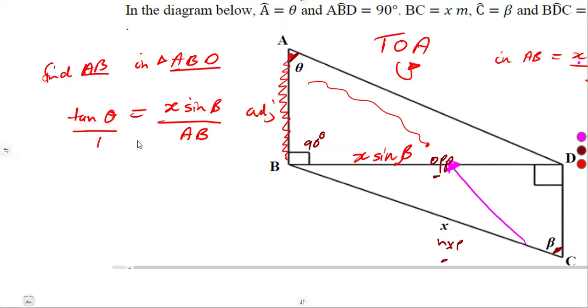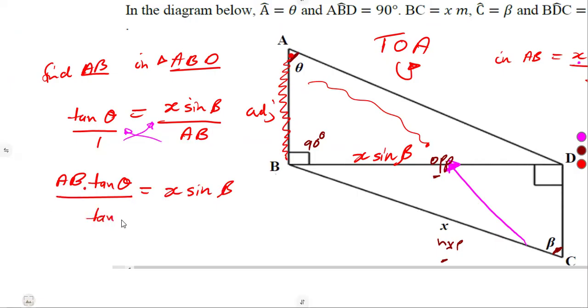So let's cross multiply so that we can have our AB. If we cross multiply, it is going to be AB times the tan of theta, which is equal to 1 times this part. It is going to be x, the sine of beta. So to find AB, we're going to divide by the tan. Since that's a product, we divide by tan theta on both sides.